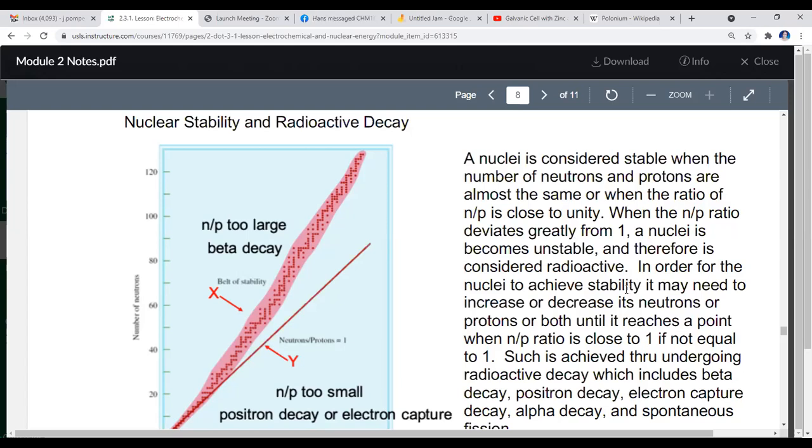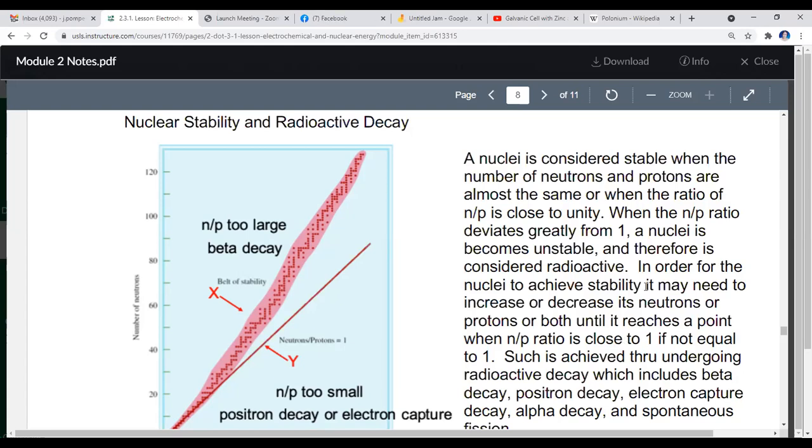But when it is stable, it's non-radioactive. So the greater the value of the ratio of the number of neutrons to protons deviates from 1, let's say the ratio is 2, 3, 4, 5, the more radioactive is that particular element.